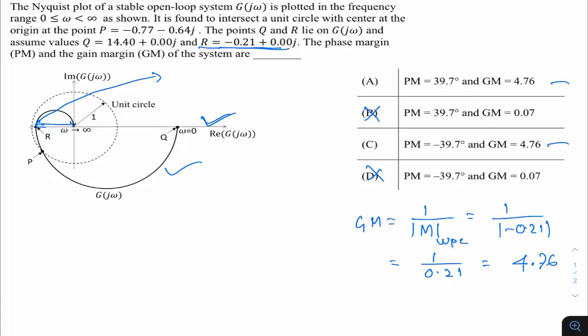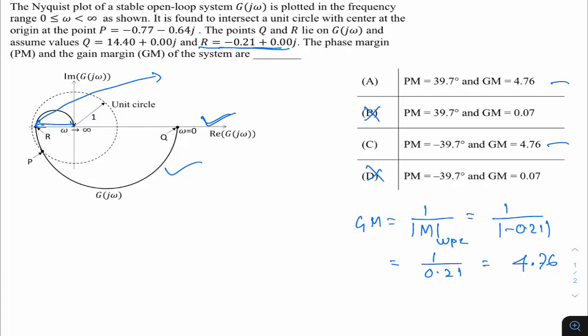So very simple. We have identified the corresponding point with respect to phase crossover frequency. Phase crossover frequency is the point at which the plot intersects the 180 degree axis. That is the point R. The plot is intersecting at point R to the real axis, or minus 180 degree axis. The corresponding magnitude with respect to point R is 0.21. So 1 by 0.21 is basically 4.76. That is the gain margin.